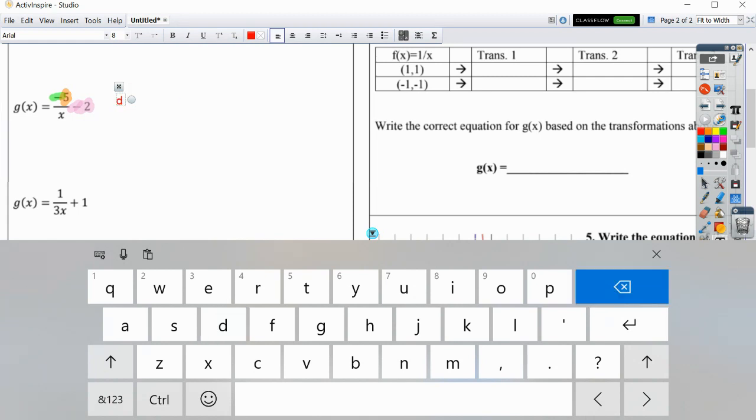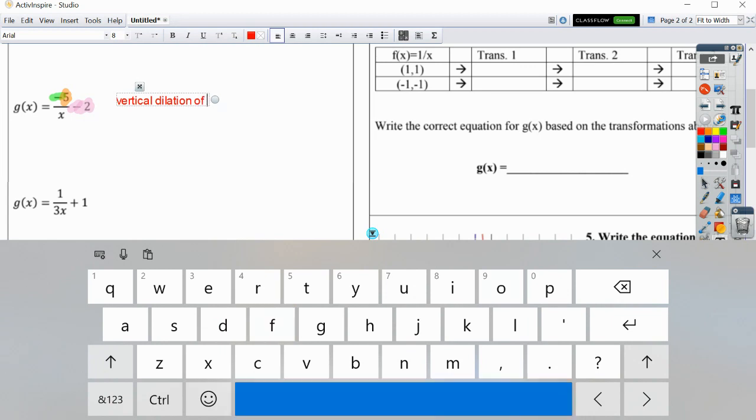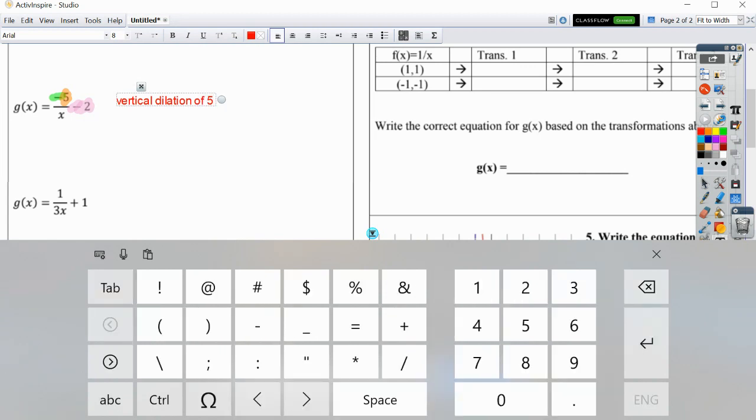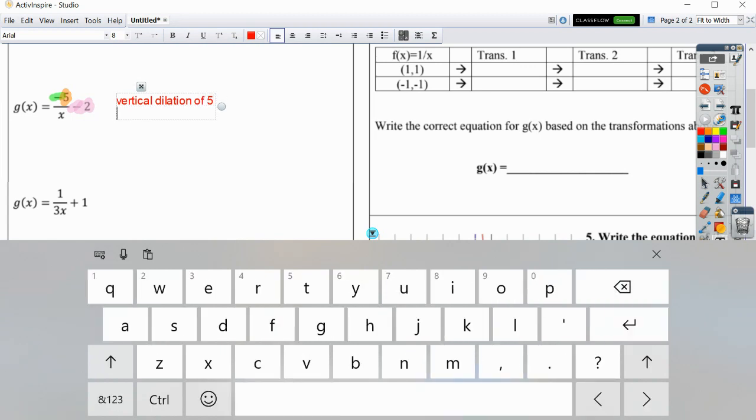So I'm going to say vertical dilation of 5, and make sure you say vertical. I'd suggest you always write things as vertical dilations, but just make sure you're super specific. And we'll say reflect over x, not y. If you see a negative on top, it's telling you to reflect over x. And then shift down. Those are your transformations.